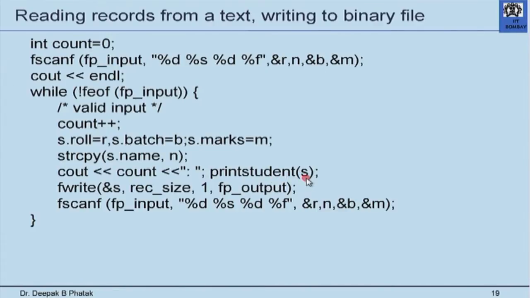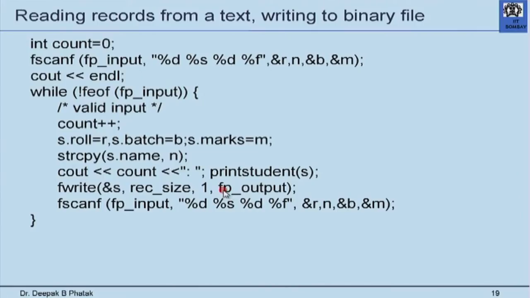Having done this, now I create a record, I write the record in the binary file. See how it is written. F write and S comma rec size comma 1 FP underscore output. That means in the file pointed to by FP output, whatever is the current position, you write one record of the size rec size, and from where? From a structure which is pointed to by the address and S. So very simple. I have constructed a record inside my memory and I am writing it onto the file.